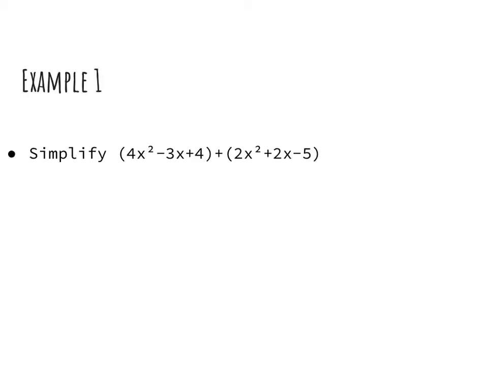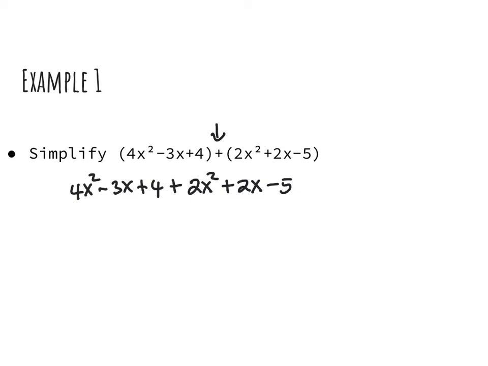So let's look at an example. Here we have to simplify two polynomials. Now the sign between the parentheses tells you what operation you have to do. So because there's a plus, we're adding these polynomials. So the first thing we're going to do is to remove the parentheses. When we do that, we have 4x to the second minus 3x plus 4, and we're adding to that 2x to the second plus 2x minus 5.